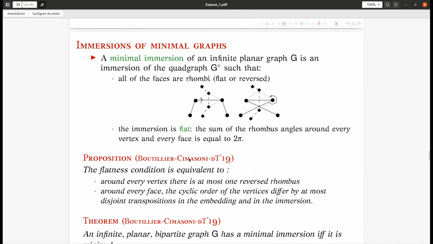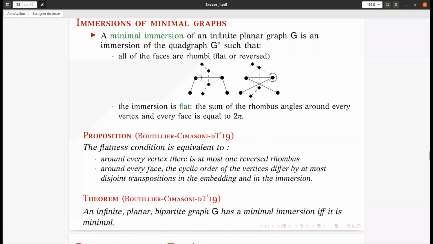And so maybe let's not go into too much detail about this statement. But you can really characterize what these two conditions mean; you can write them differently. And so what we proved with Cédric Boutillier and David Cimasoni is that an infinite planar bipartite graph has a minimal immersion if and only if it is minimal. So this is the right framework to extend isoradial embeddings when you consider minimal graphs. And so we will use these embeddings in our construction, and their geometric properties.